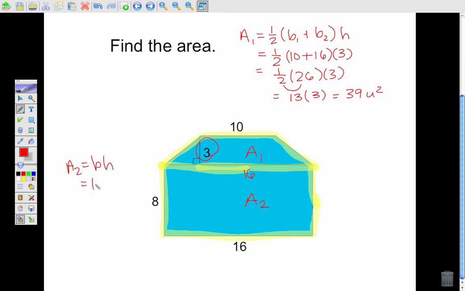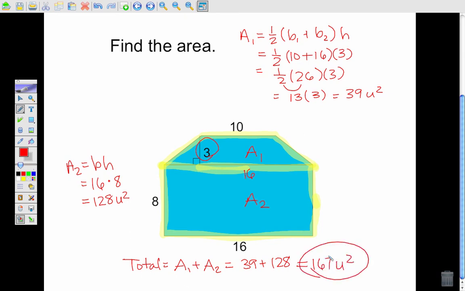Area 2 is just a rectangle, so I just have base times height. I have 16 times 8. And when I take 16 times 8, I get 128. So now my total area is A1 plus A2, which is 39 plus 128, which is 167 units squared.